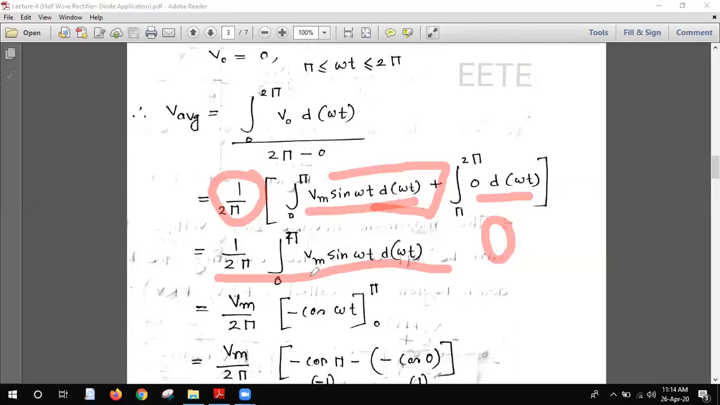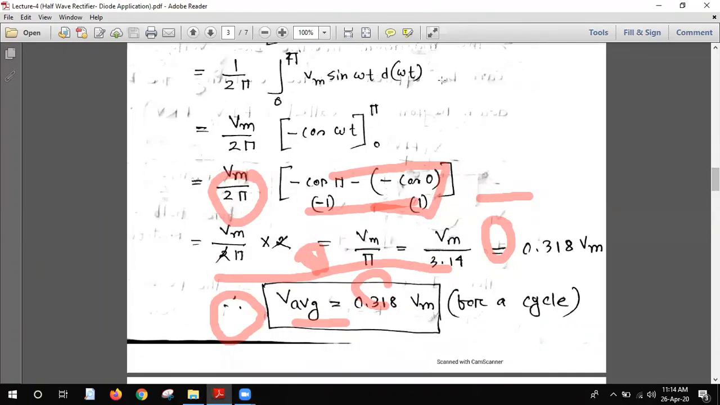If we integrate, Vm is a constant, so that's why I have taken Vm outside of this integration. And if you integrate sine omega t, it becomes minus cos omega t. So you see the minus cos omega t, and the limits are pi and zero. I know that you know this type of integration, so I'm not wasting much time, just giving you a small idea.